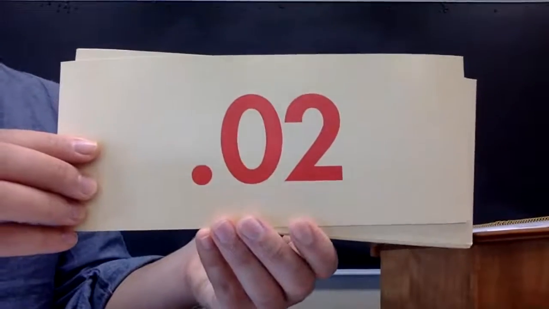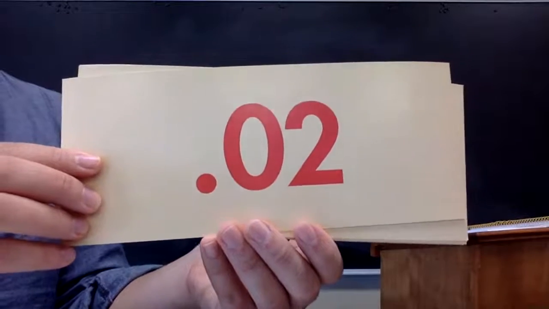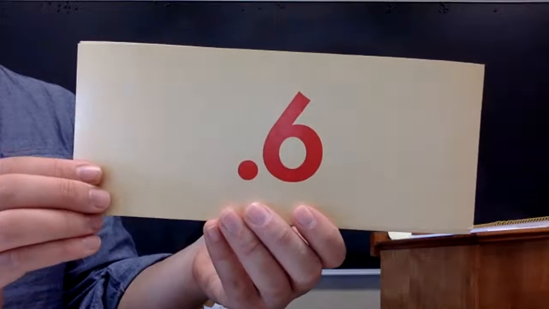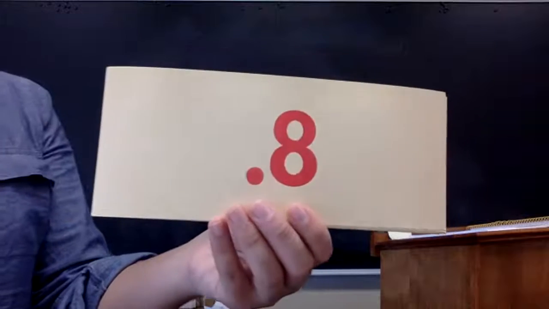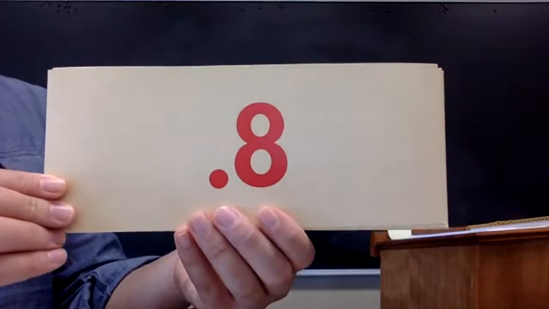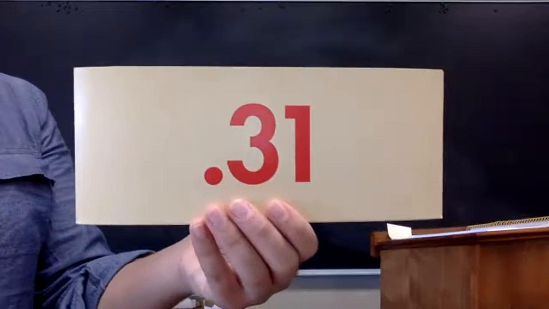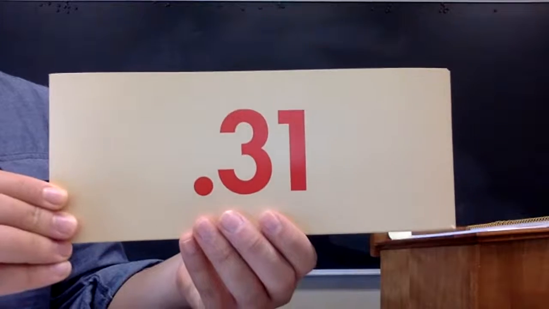How would you read this decimal? 200. How would you read this decimal? 6/10. How would you read this decimal? 8/10. What about this decimal? 31/100.